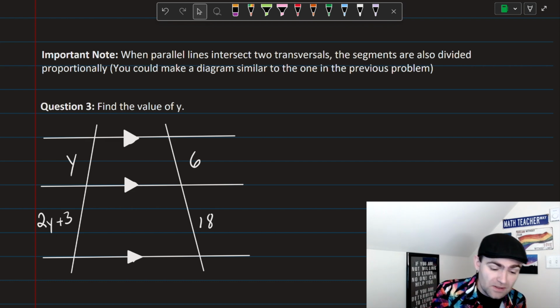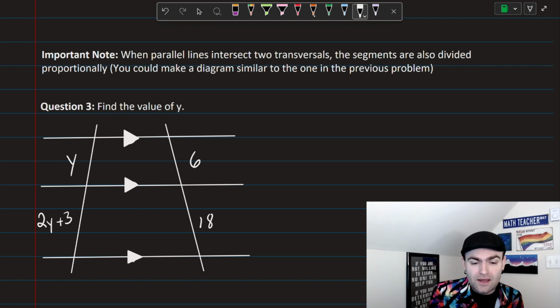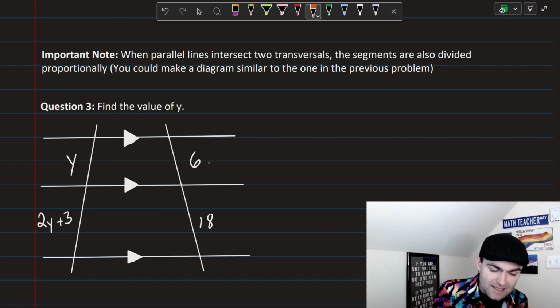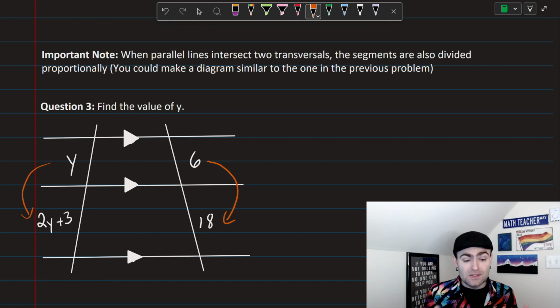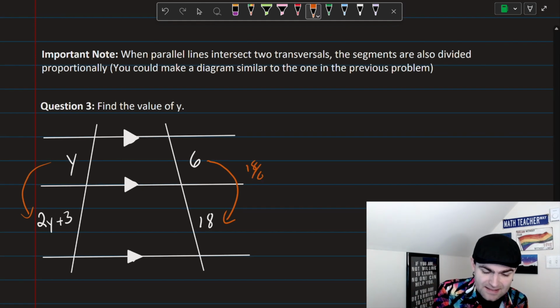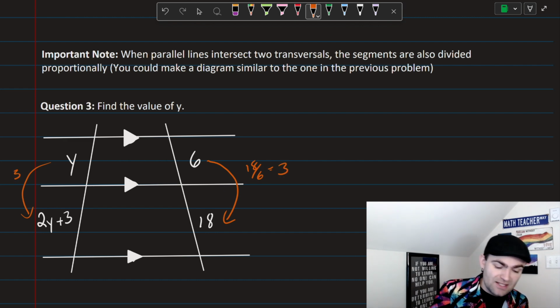So if we have a series of parallel lines, like we have 1, 2, 3 parallel lines here, they are going to be cut proportionally. So whatever takes 6 to 18 should take y to 2y plus 3. So the scale factor would be 6 to 18. That would be 18/6, or that would just be 3. So our scale factor is 3 here.